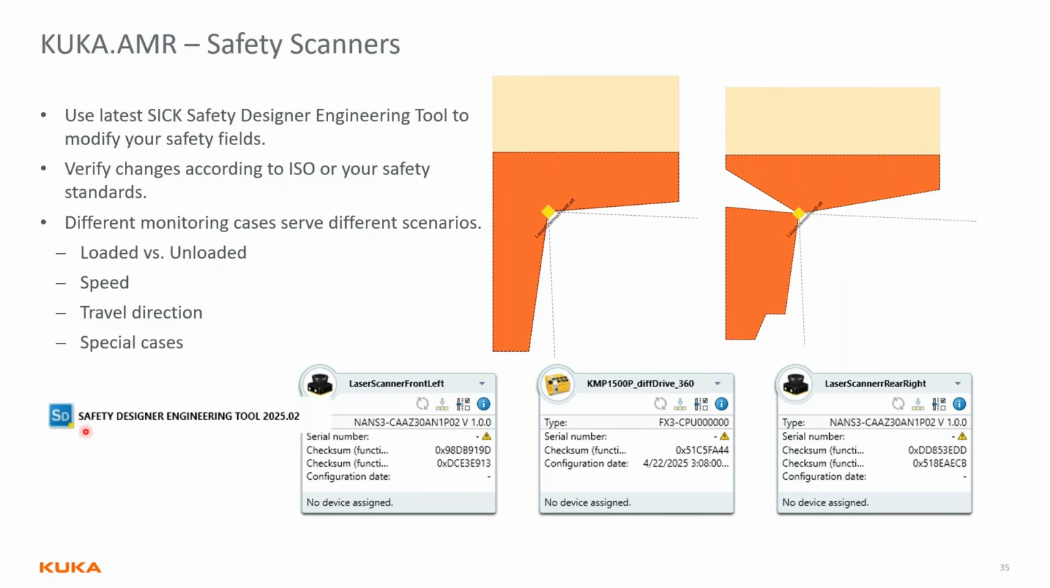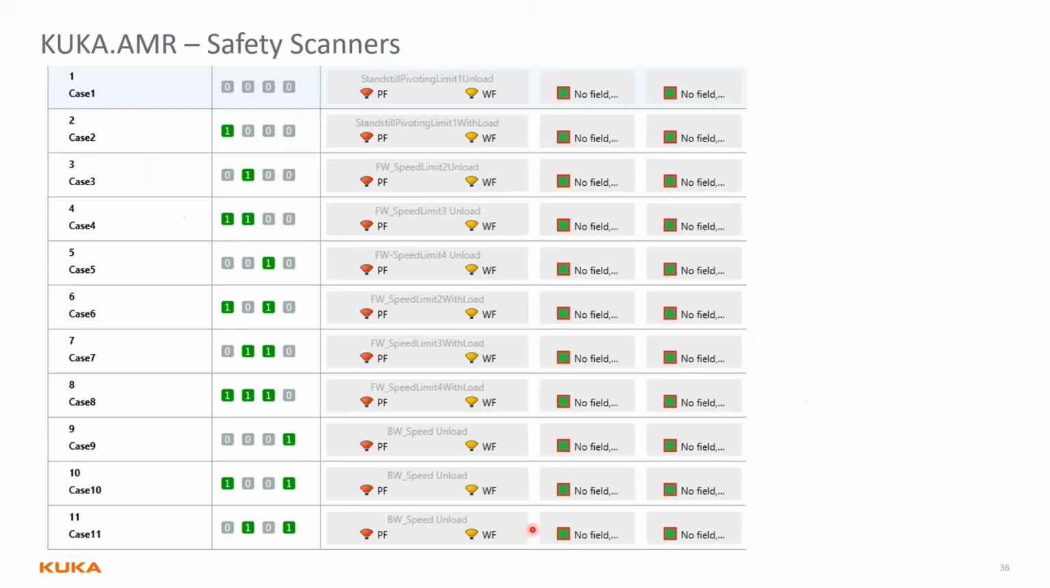So this is what the Safety Designer engineering tool looks like. You can use the latest version. When you go into a project, for the 1500p you'll see the front left laser, rear right laser, and also the PLC. These are the 1500p different cases. I think this one has 16 cases, and you can see the name here. Each one is for a different case.